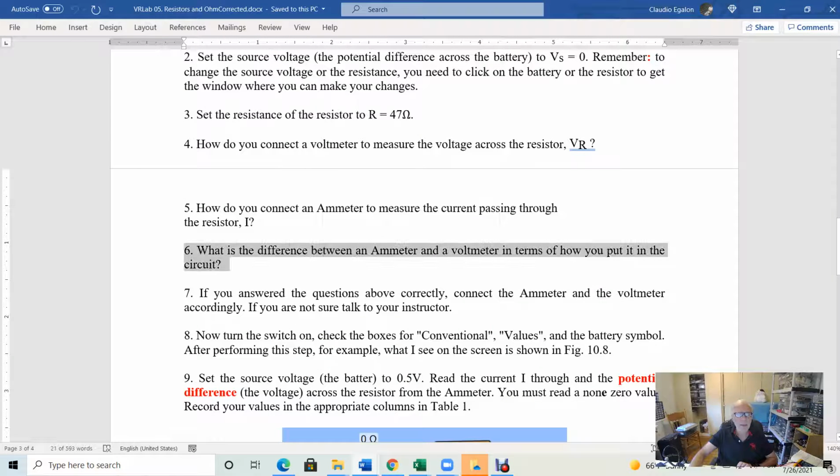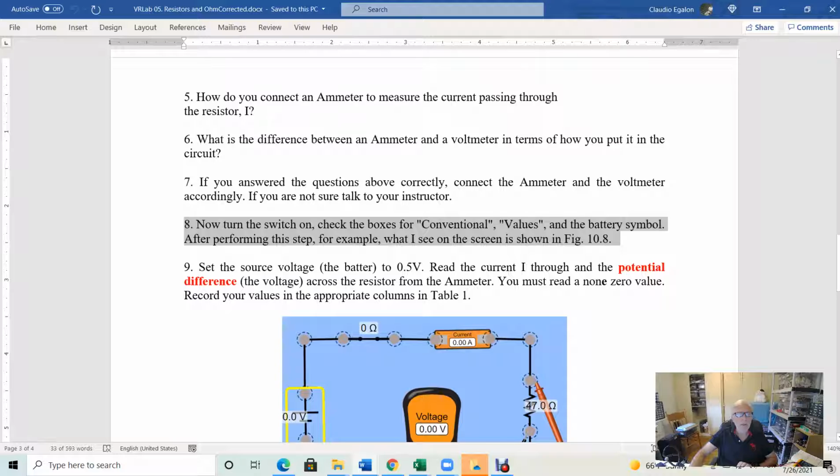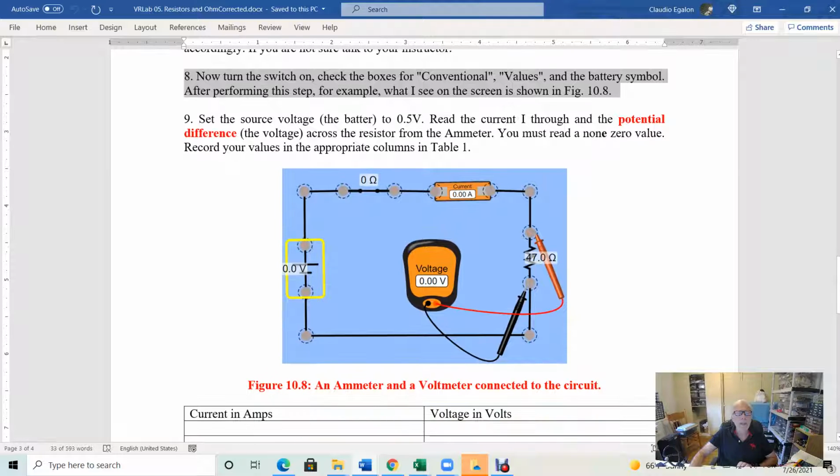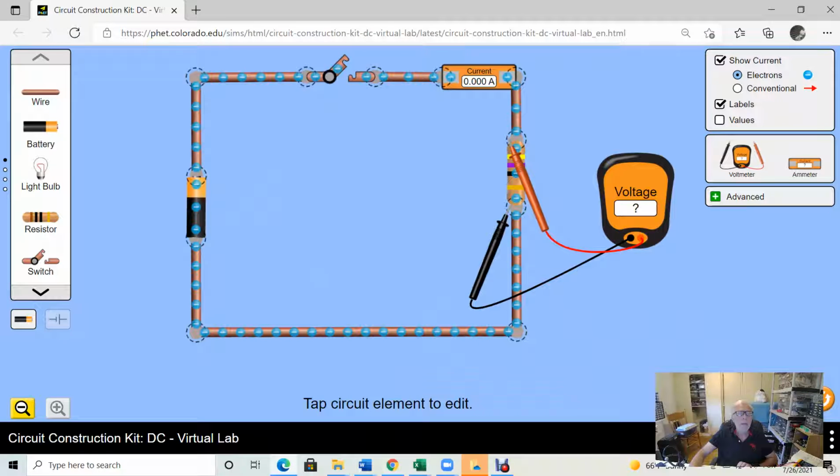What's the difference between an ammeter and a voltmeter in terms of how you put it in the circuit? So you already know the difference. One goes in parallel, the other goes in series. If you answer the questions above correctly, connect the ammeter and the voltmeter accordingly. I already did that for you, right? Now turn the switch on. Check the box for conventional values and the battery symbol. Let's do that. Here you go. Switch. Oh, yeah. You got it.